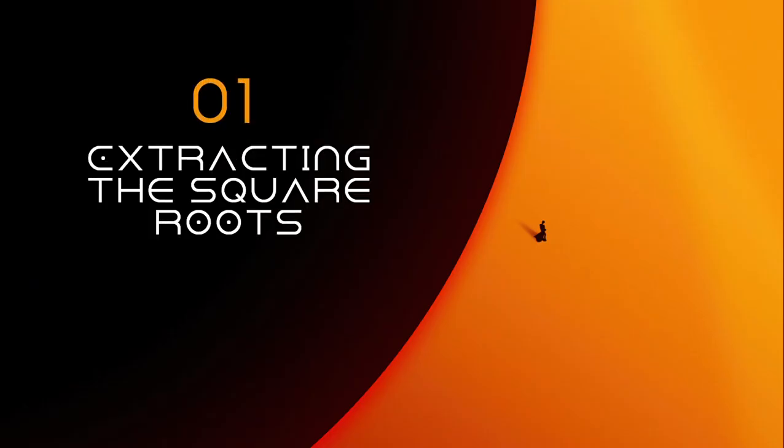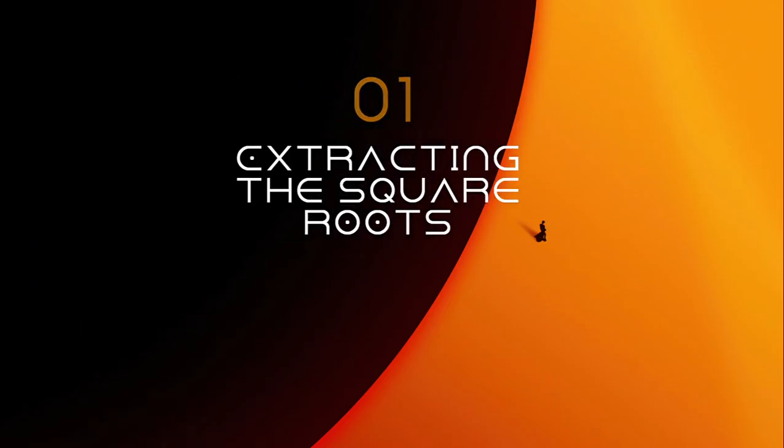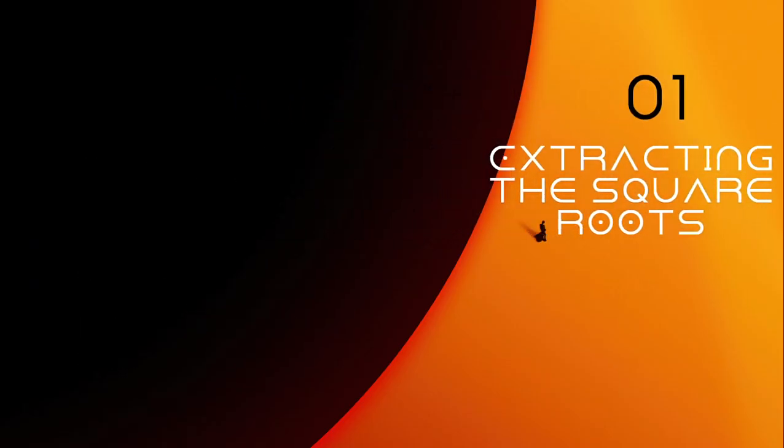The first one is extracting the square roots. The steps are: first, we write the equation in this format, (ax plus b) squared is equal to c. Then take the square root of both sides, then solve. So here's an example of extracting the square root.